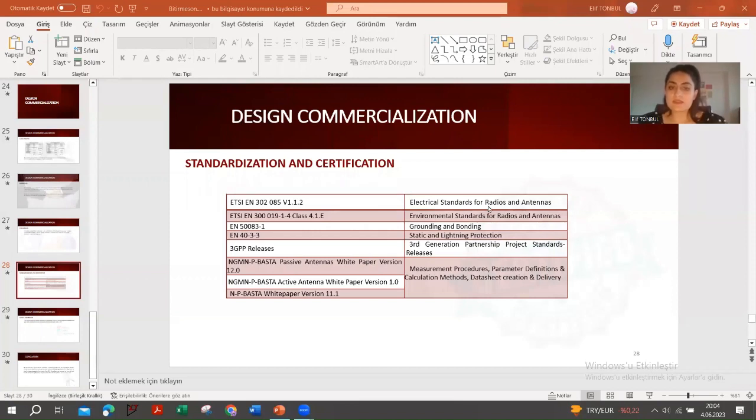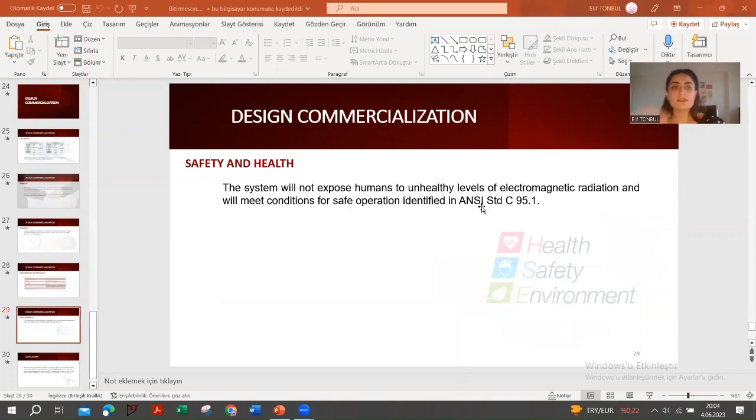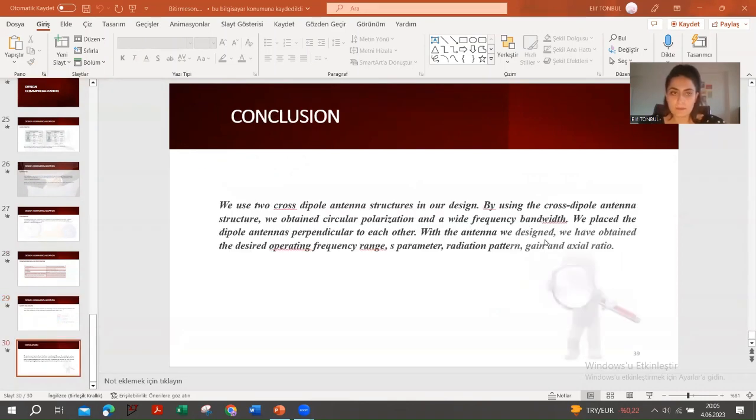And you can see the standards and certification we use for antenna design in the project. For example, the first standard is electrical standards for radios and antennas. The second standard is environmental standards for radios and antennas. Safety and health: the system will not expose humans to unhealthy levels of electromagnetic radiation and will meet conditions for safe operation identified in ANSI C95.1.